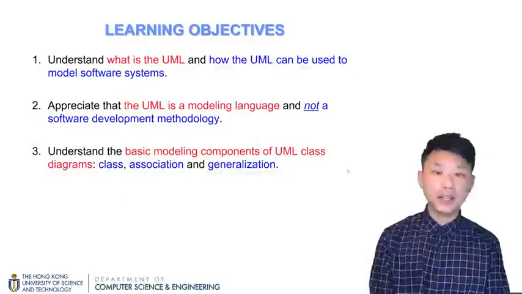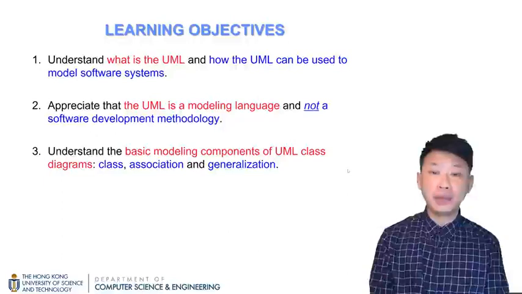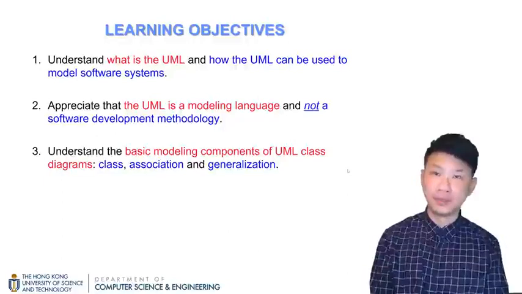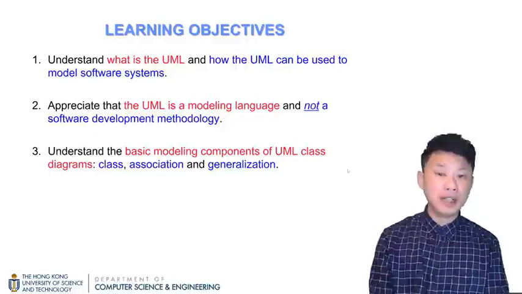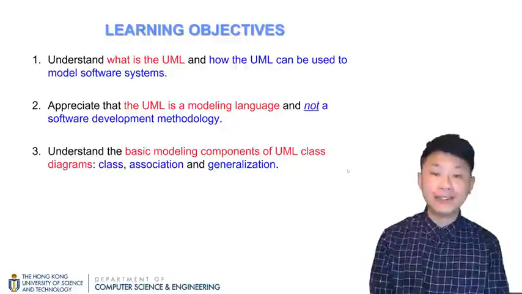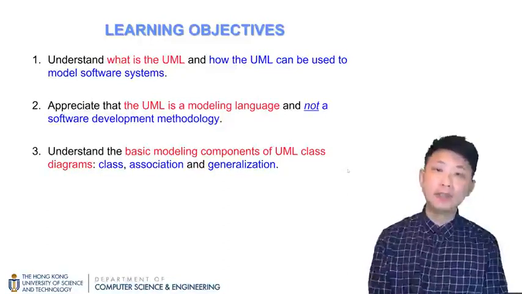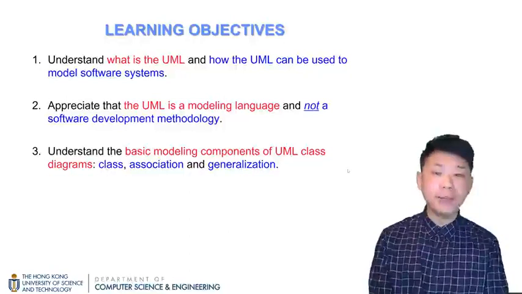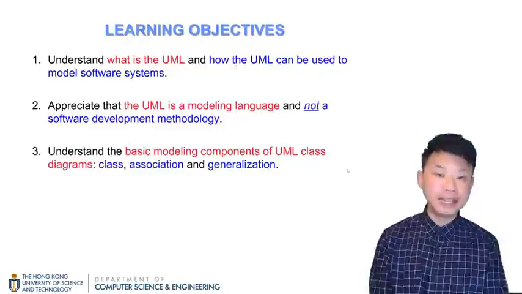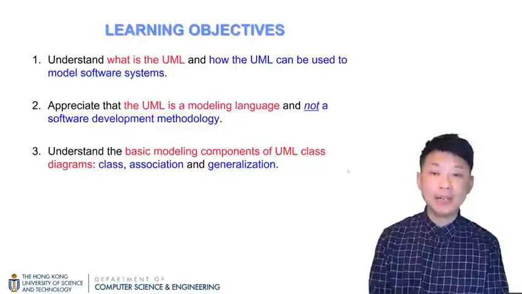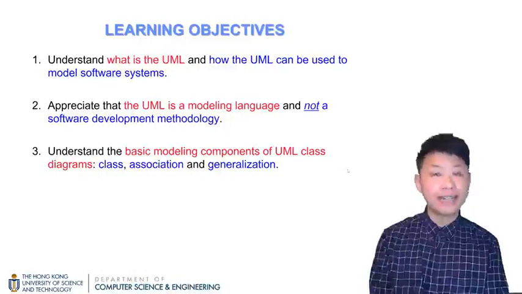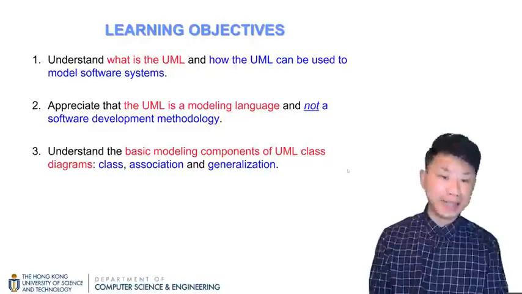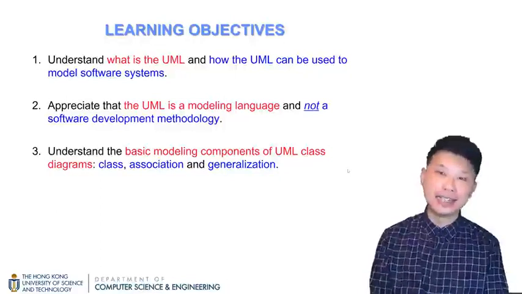So these are all the learning objectives of this lecture. After this lecture, you will understand what is UML and how the UML can be used to model software systems. And you will also appreciate that the UML is a modeling language, a language that we can use to build a model to represent the system, but not a software development methodology. And finally, you will understand the basic components that we can use to draw a class diagram. For example, classes, associations, and generalization.